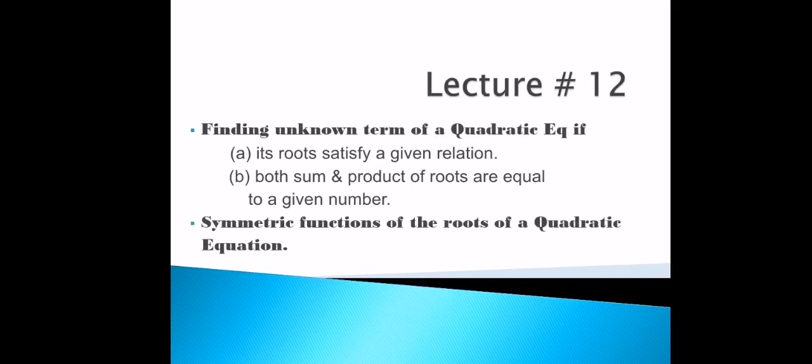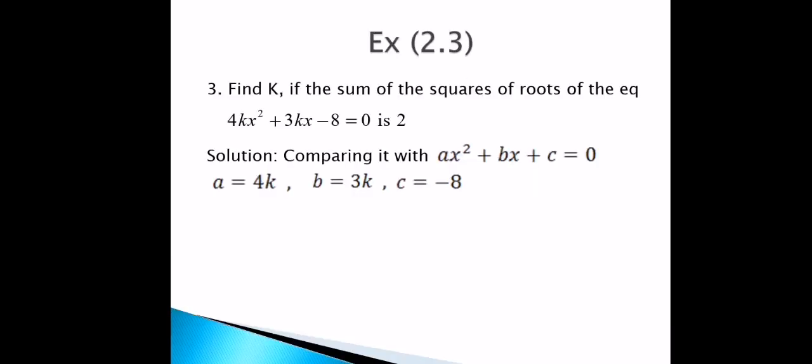Now let's start with finding the unknown terms of a quadratic equation if its roots satisfy a given relation. Exercise 2.3, question number 3, find k. If the sum of the squares of roots of the equation 4kx square plus 3kx minus 8 is equal to 0 is 2. The equation is given to us.